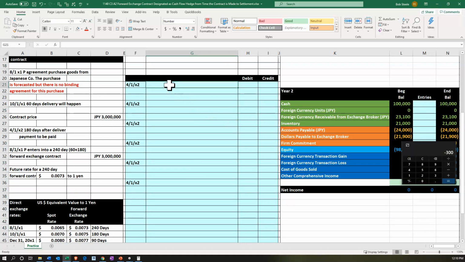But we're not going to put it to the normal loss. We're going to put it into the other comprehensive income section. So we're putting it into the other comprehensive income. The other side is then going to decrease the receivable due to that loss.